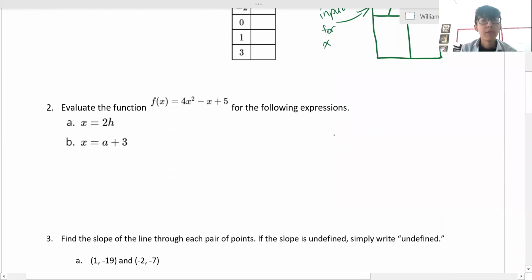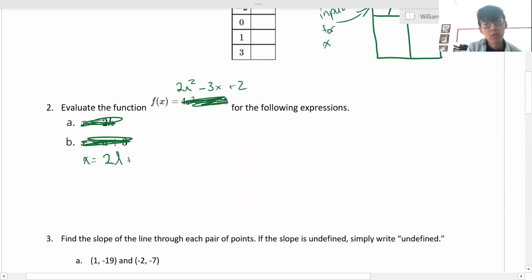Evaluate the function f of x is equal to 4x squared minus x plus 5 for the following expressions. So I'm gonna edit this. Let's do 2x squared minus 3x plus 2. And instead of a plus 3, let's say x is equal to 2b minus 7. Okay, so again, this is the same idea. Actually, I'm going to use a different variable, 2b minus 7.